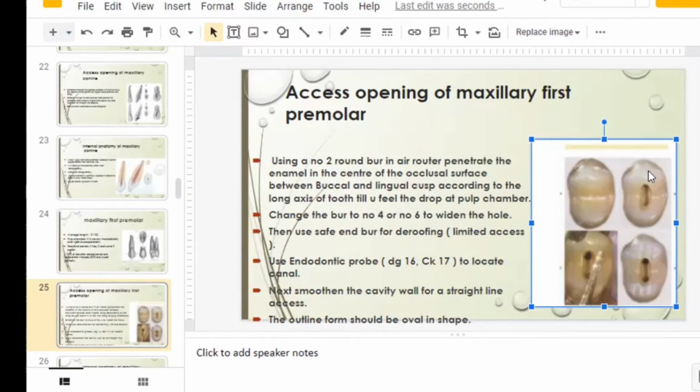Yes, ma'am. So when you are preparing a class 1 cavity, you are preparing your class 1 cavity mesiodistally, but your axis opening is buccopalatally. Don't get confused here. If you do it like that, your remaining dentin thickness will be compromised, and giving a crown to the patient will be compromised. Class 1 cavity is mesiodistal and axis opening is buccopalatal.